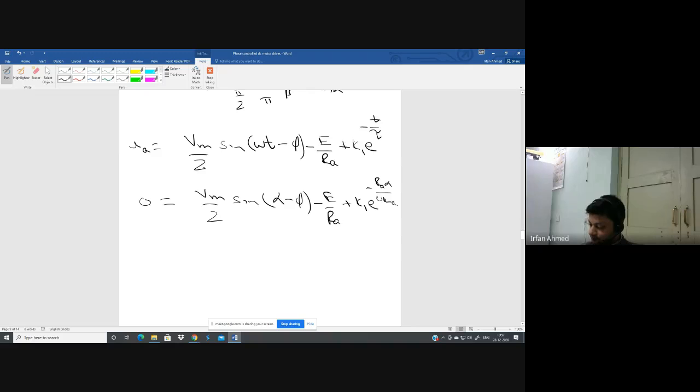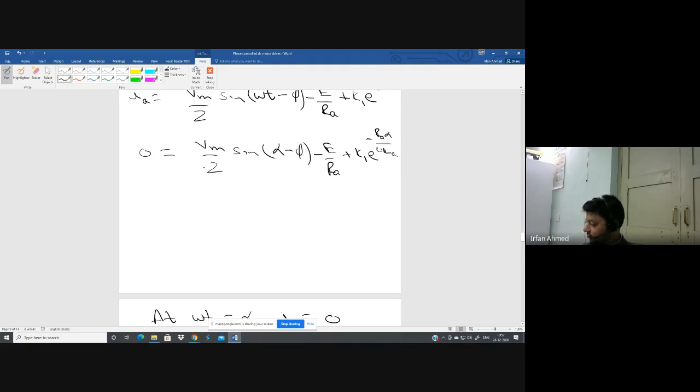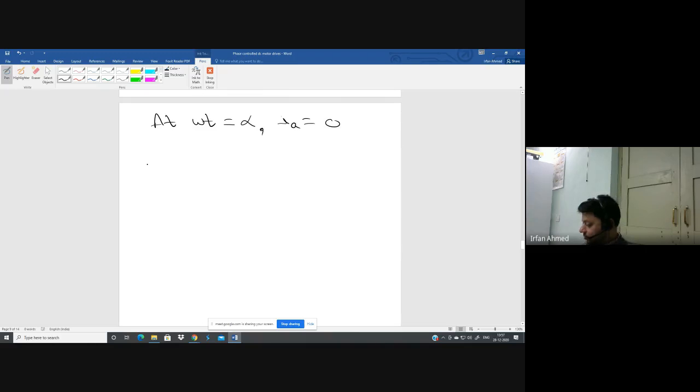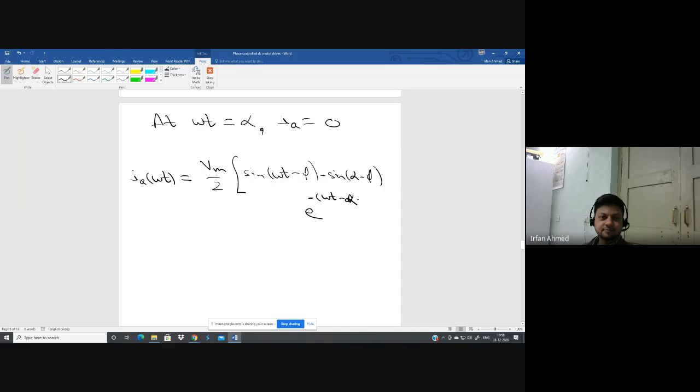So that equation, I'm writing it down directly instead of deriving, because on this board, the final equation is Ia as a function of omega t is equal to Vm by Z bracket sine omega t minus phi minus sine alpha minus phi e to the power minus omega t minus alpha cot phi.